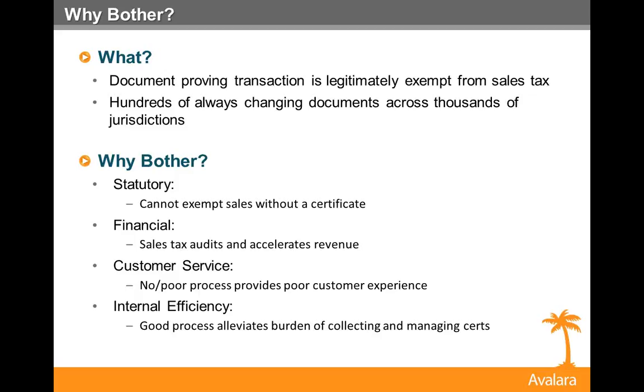So first, why bother? Well, an exemption certificate is basically a document that proves that an otherwise taxable transaction shouldn't have had tax charged because you have a piece of paper from your customer explaining why they shouldn't be charged tax. There are hundreds of documents across the country that can be used as an exemption certificate. The state of New York has over 20 different exemption certificates. There's a certificate for contractors. There's a certificate for exempt organizations.